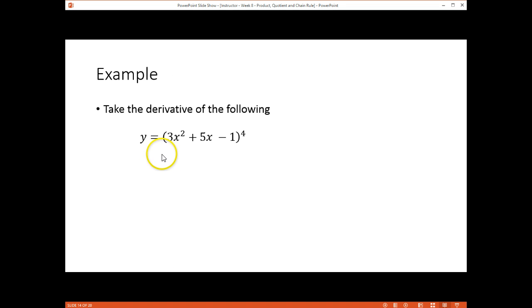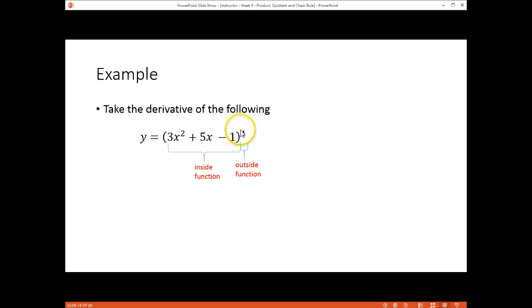An example, I have this polynomial. This looks like one of the examples we just did. I have 3x squared plus 5x minus 1 to the 4th power. As we said before, we can write this as a composition of functions. I have an inside function, this big polynomial, and an outside function, this 4th power. Your outside-inside rule says we take the derivative of the outside first, so we're going to take the derivative of this 4th power first, leaving the inside function alone.